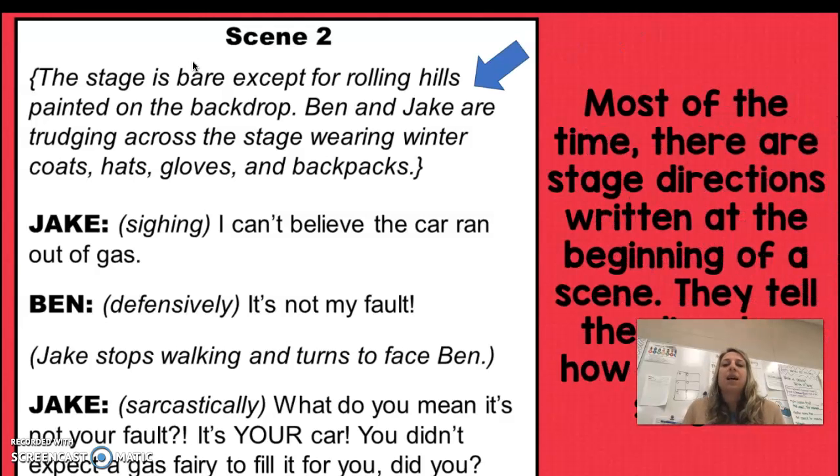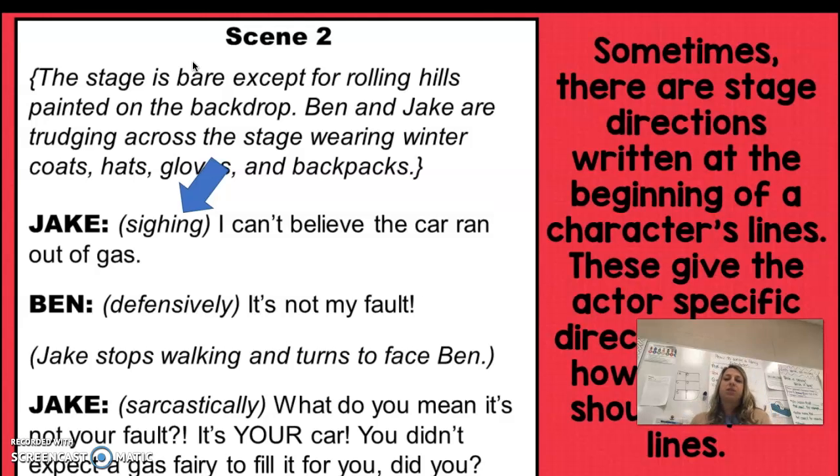It says most of the time there are stage directions written at the beginning of a scene. They tell the director how to set the stage. And for me as the reader, they let me know what is going on and what is happening in the story. Sometimes it's telling us how the characters are feeling. Sometimes it's telling us the setting. So each stage direction could have a different purpose.